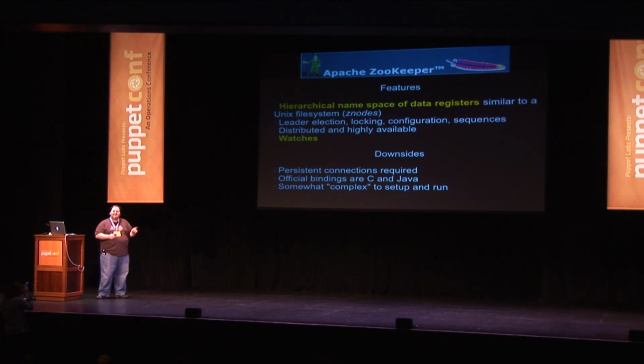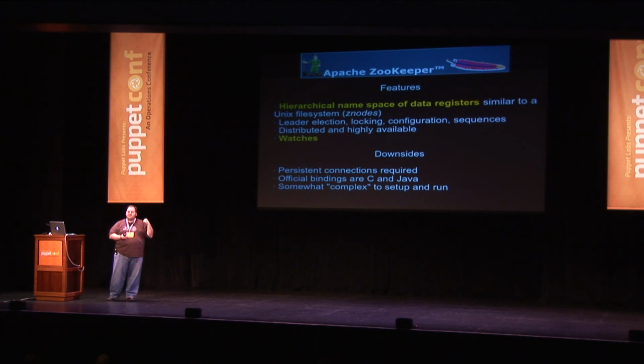Downsides, persistent connections. So again, I said we're hosted on Amazon EC2. We might have services in the future on other cloud providers. I can't do persistent connections. I can't centralize that and do persistent connections. The official bindings are in C and Java. That's great if you write your apps in C or Java. If you don't, you're kind of screwed.